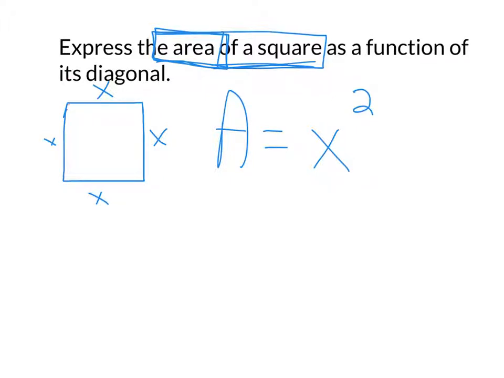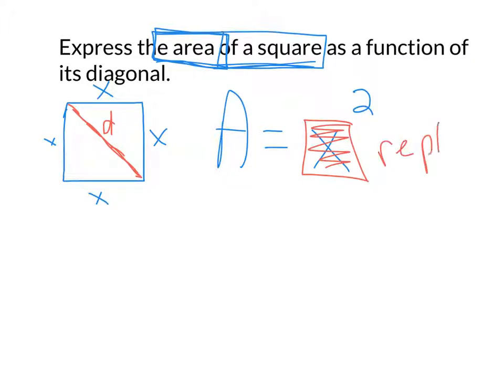So rather than x, we want to figure out how long this is. The diagonal. I'm going to call the diagonal, I don't know, d. So we don't want to have x in our equation, we want to have d, the diagonal. So we need to figure out a relationship between the variable x and the variable d. Because if you want to replace the x over here, we need to figure out something to replace it with. So how does the diagonal relate to the side length?